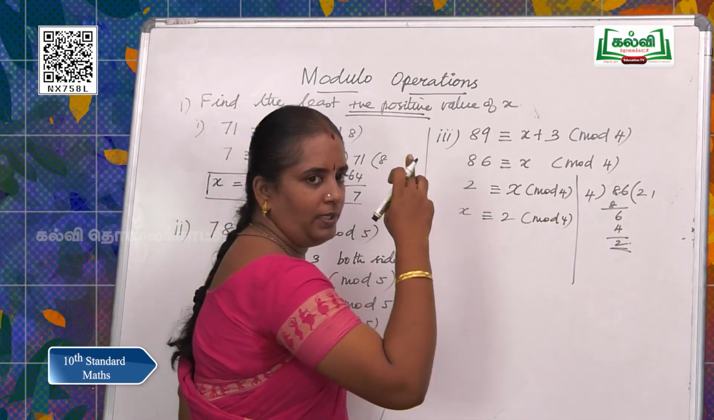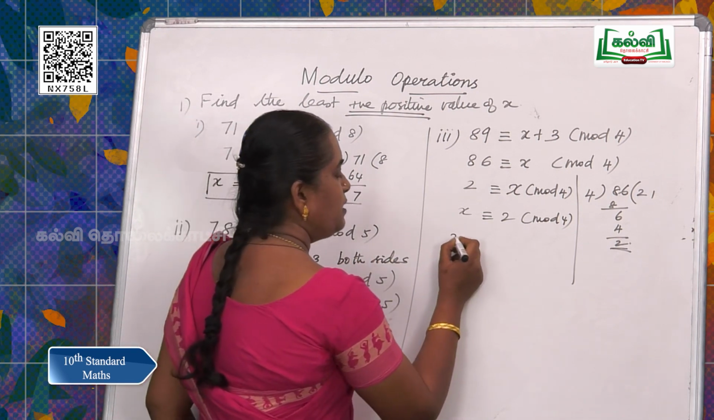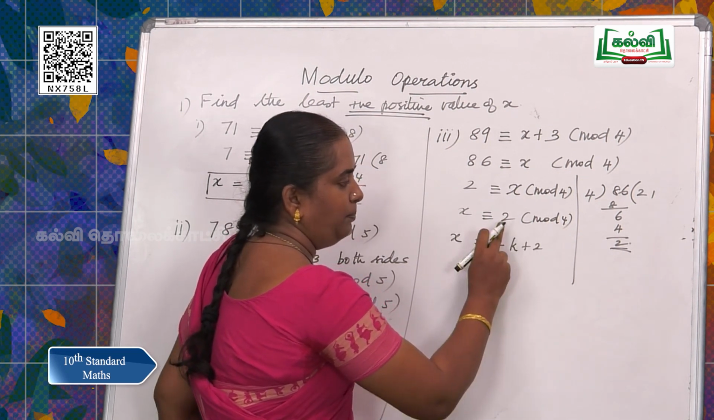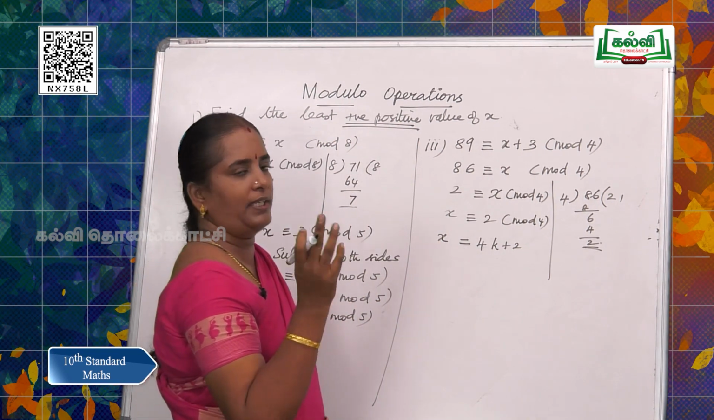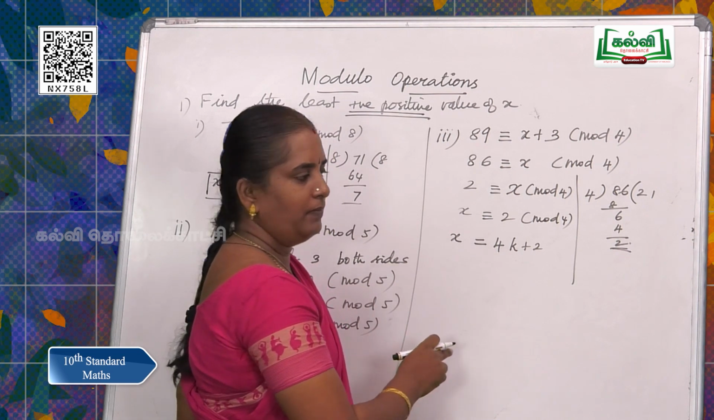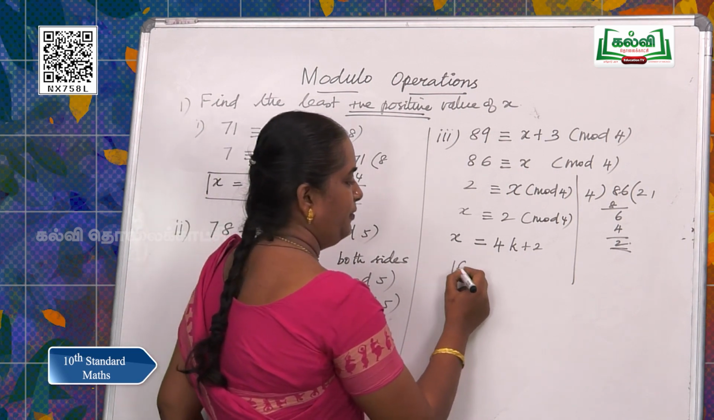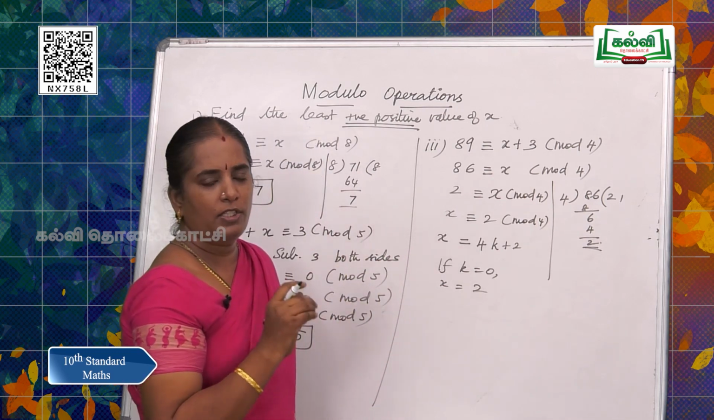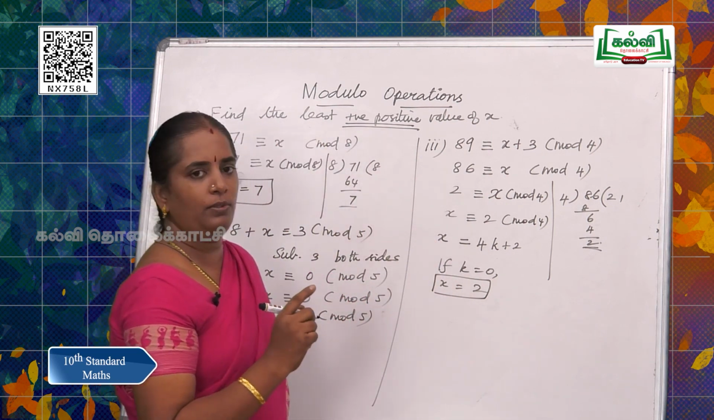Which means x is 2 more than a multiple of 4. So, we can say that x is equal to 4k plus 2, multiple of 4 plus 2. So, if you substitute 0, 1, 2, 3 etc. for k, we will be getting the values of x. First, let us substitute 0 in the place of k. So, 4 into 0 becomes 0, 0 plus 2 is 2. So, if k is 0, x is 2. This is less than 4. So, we stop here. As this is the least positive integer, x is equal to 2 is the answer.